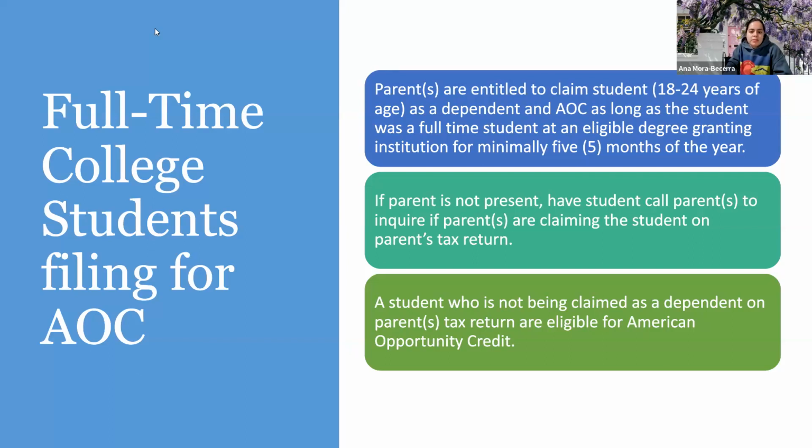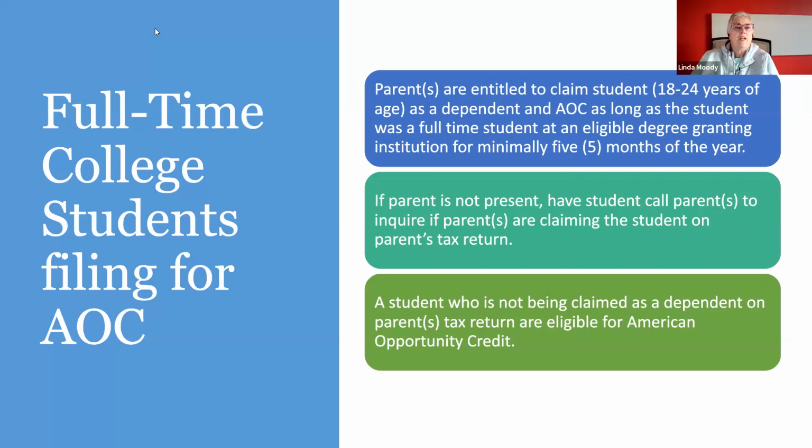If the parent is not present, it's always great to ask them to verify. Sometimes they know, sometimes they don't, but you need to verify to see if the parent's claiming them. Because a lot of the times, it's more beneficial for the parent to take the credit on behalf of the child because they have more income, so the credit is a little bit higher. And the student cannot be claimed. Okay, and the student has to be claimed by the parent to be eligible for the American Opportunity Credit.